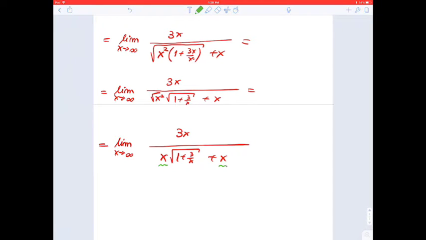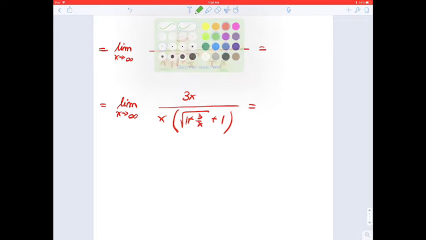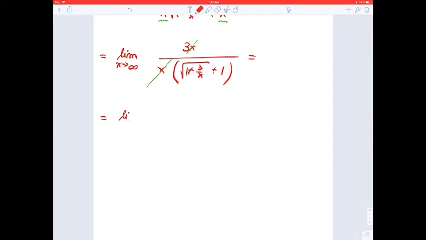Now I see that this is a common factor. Let's factor out. Limit as x goes to positive infinity of 3x, factoring out x, I have the square root of 1 plus 3 over x, plus 1. I can definitely delete this, and I believe I do have a nice form that I probably don't even have to apply L'Hopital's rule. 3 over the square root of 1 plus 3 over x, plus 1.